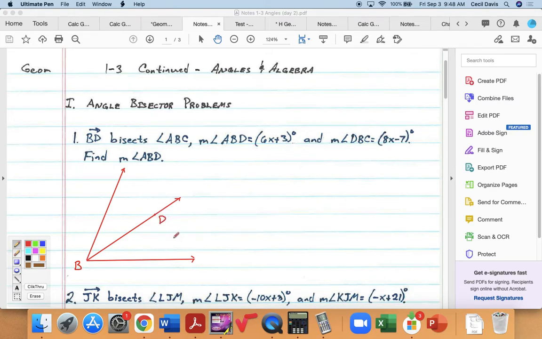So Ray BD is the bisector, and it's bisecting angle ABC. What else should I add to this to show that it bisects? Yeah, the little arcs. Draw those to let me know that those two are the same size angles. So it says the measure of angle ABD is 6x plus 3. And the measure of DBC is 8x minus 7.